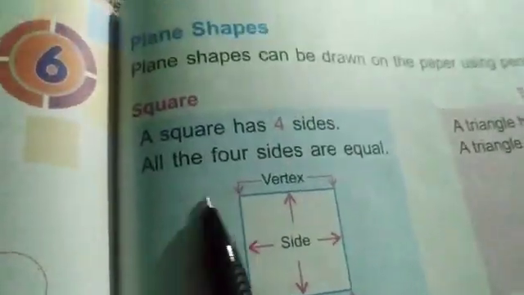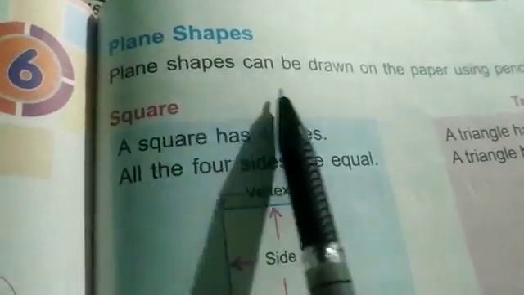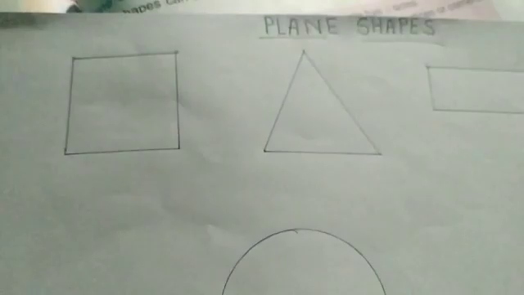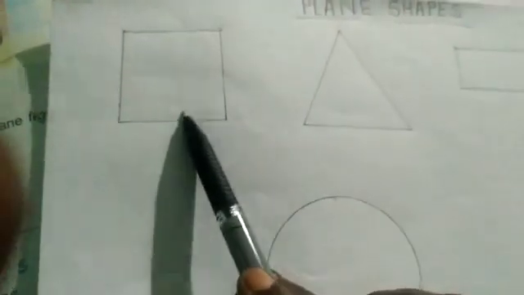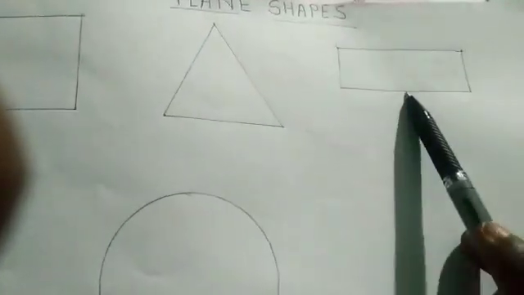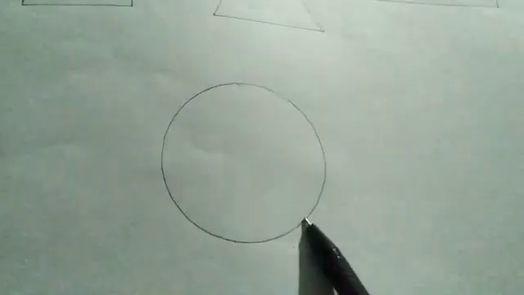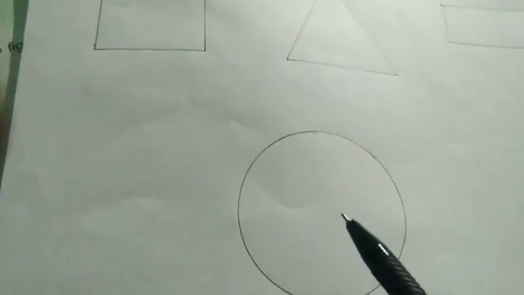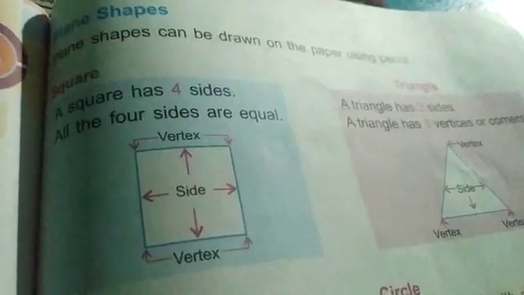Now children, I will explain briefly about these plane shapes. Plane shapes can be drawn on a paper using a pencil. You can see, children, I have drawn plane shapes. First I have drawn a square, then a triangle, then a rectangle, and at last I have drawn a circle like this. These are known as plane shapes and we can draw them on paper.